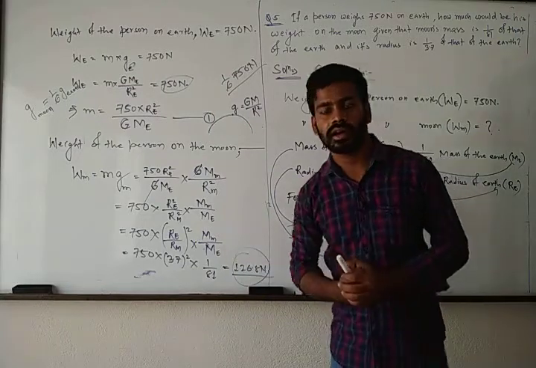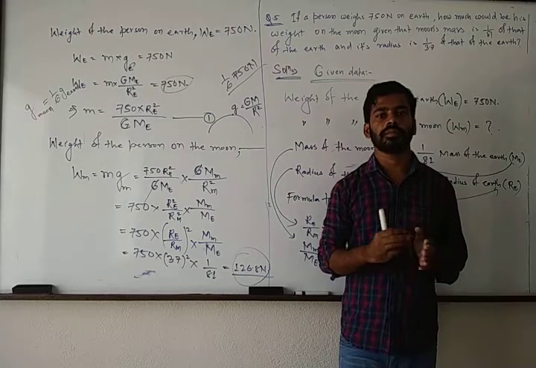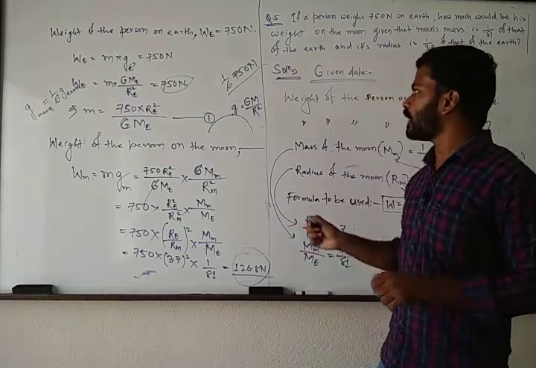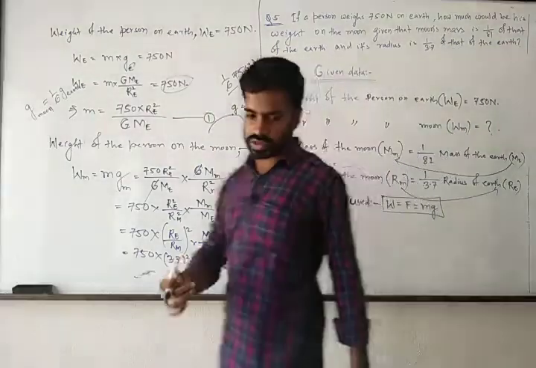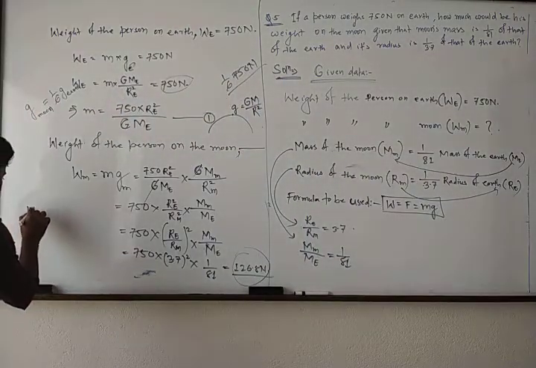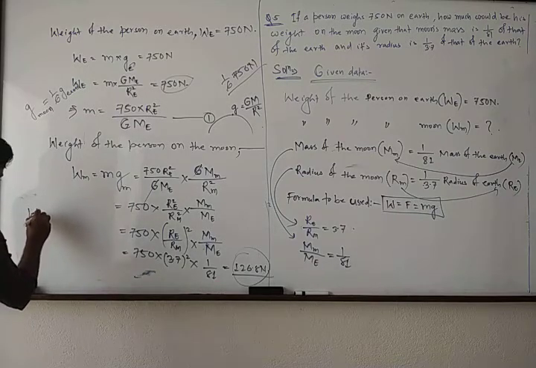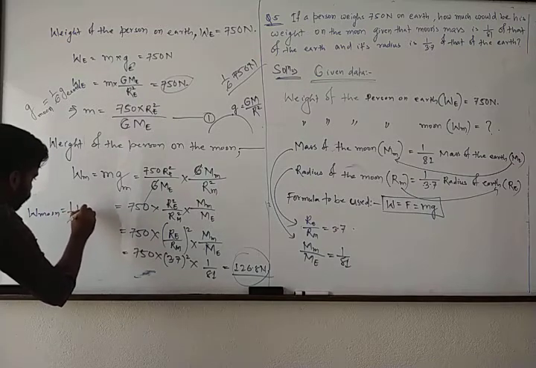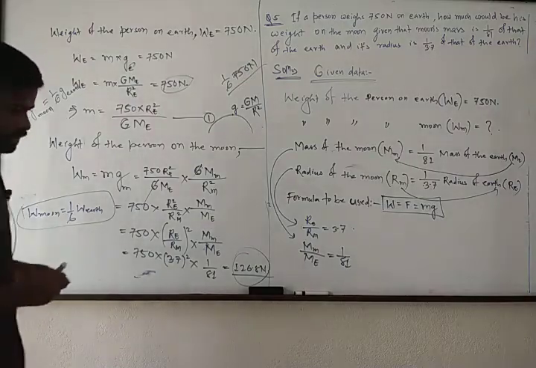You now know the weight is 1/6 times the weight on the earth. So if you know the weight on the earth, you can write the weight on the moon, because you know the formula. Weight on the moon is 1/6 times the weight on the earth. So let me stop here.